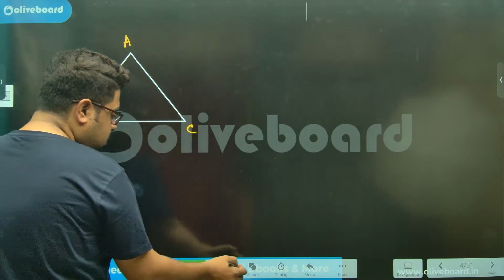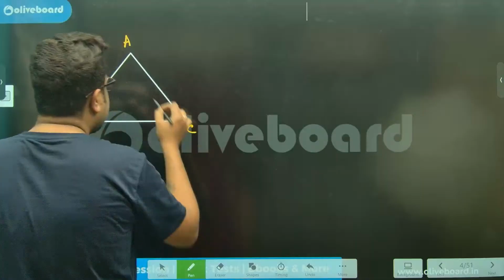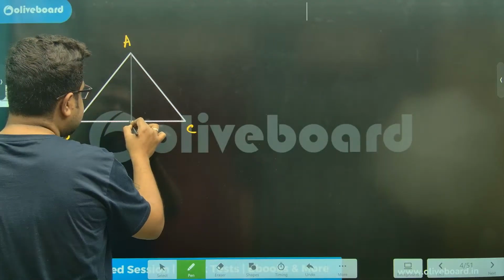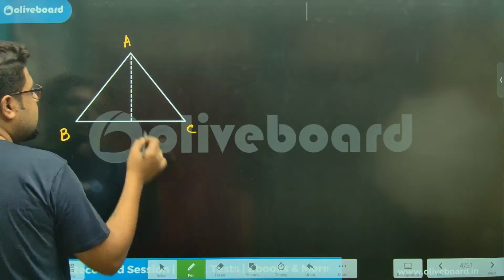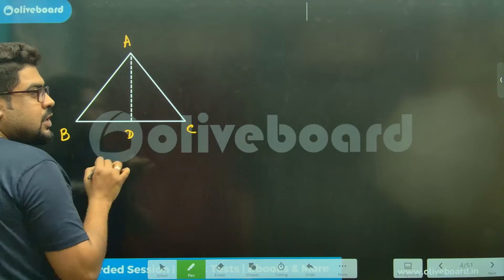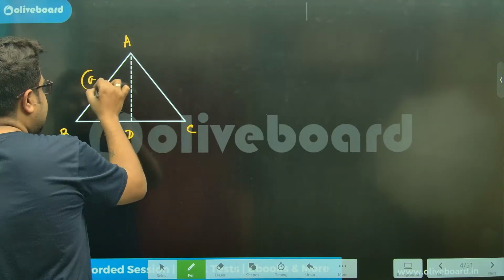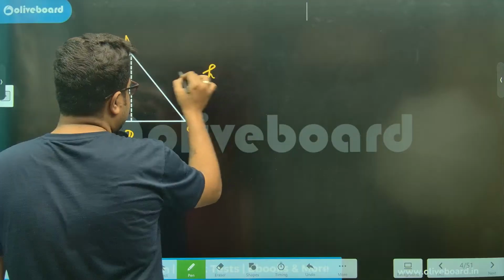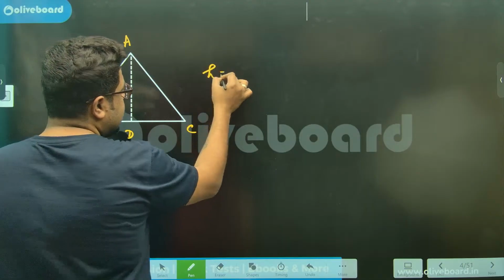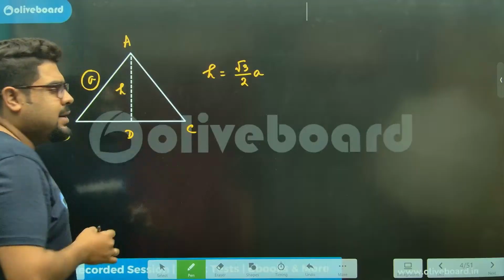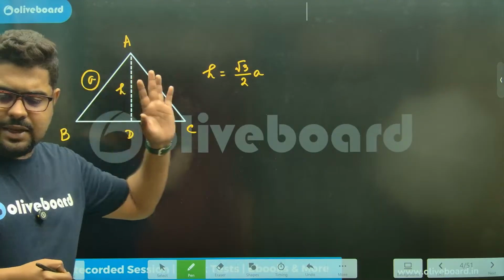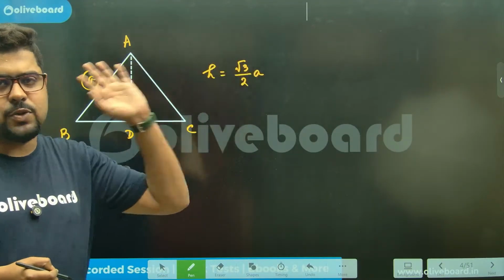Sir, we all know, if I simply draw the height, let's say this is D. We all know if the side is A, then this height H can be written as √3 divided by 2 into A. You can figure it out by using the Pythagoras theorem. Very simple. I'm assuming you guys know this.